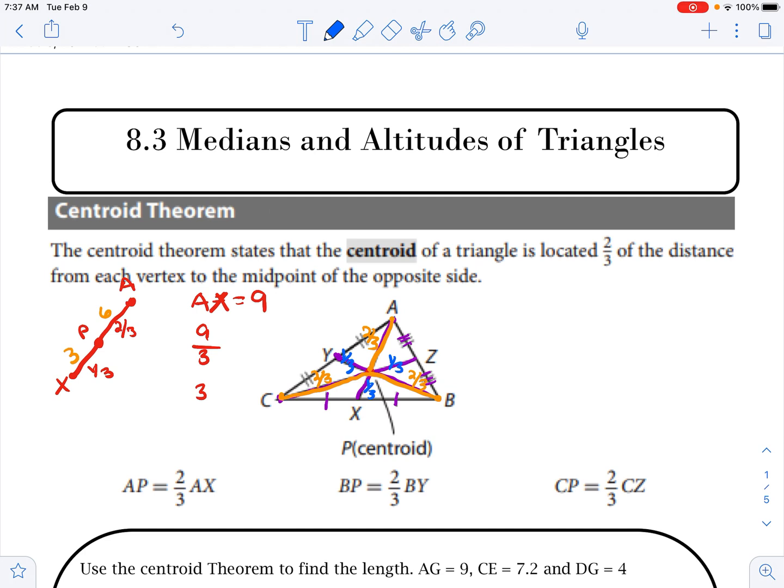Do understand that, again, it's a median. So if this side were 3 over here, I know that this side would be 3. If this side were 5, this side would be 5. If this side were 6, this side would be 6. So we still have that working for us as we look at this proportion as we go forward.